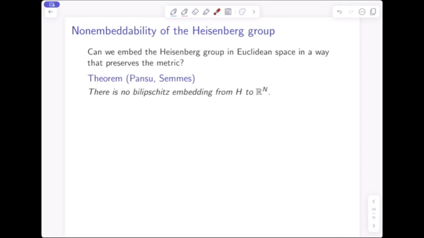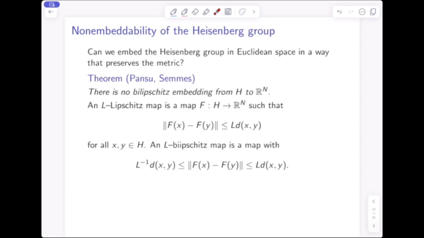This is the theorem of Pansu and Semmes, that there is no bi-Lipschitz embedding from the Heisenberg group to R^n for any n. Remember that an L-Lipschitz map is a map from, in this case, the Heisenberg group to R^n, so that distances don't stretch by more than a factor of L. So that the distance between f of x and f of y is at most L times the distance between x and y.